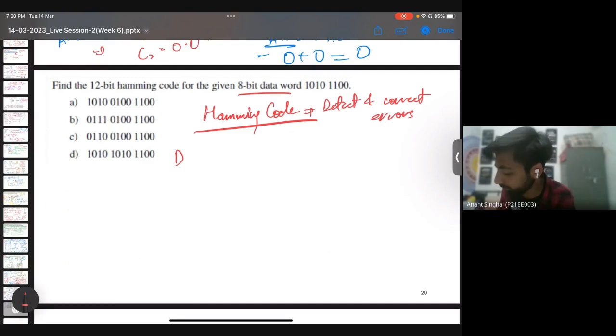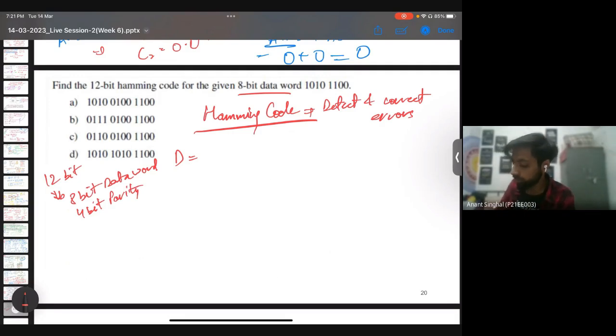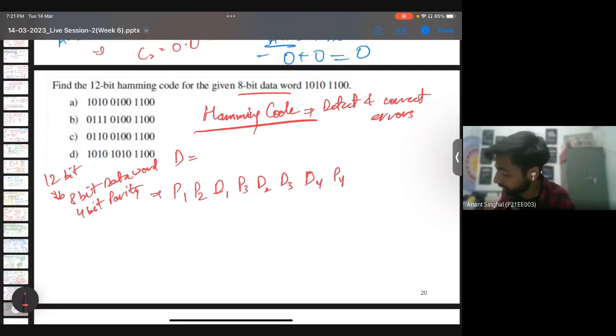The data word is an 8-bit data word, and a 12-bit Hamming code contains 8 bits of data word and 4 bits of parity. The sequence of this 12-bit code is P1, P2, then D1, P3, then D2, D3, D4, then P4, then the last bits D5, D6, D7, D8.